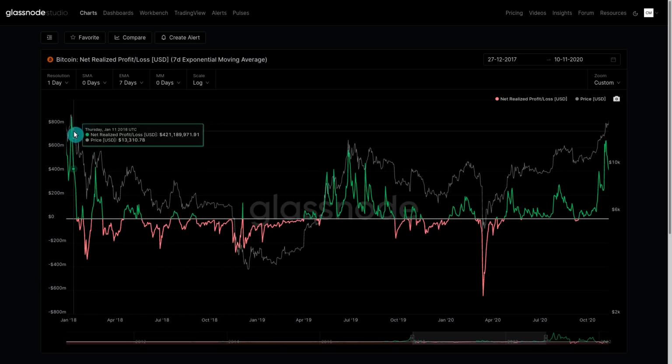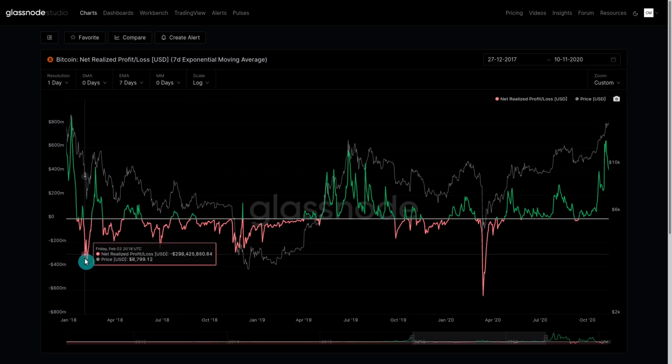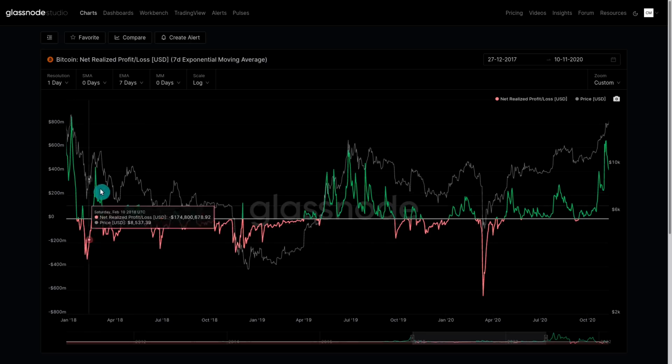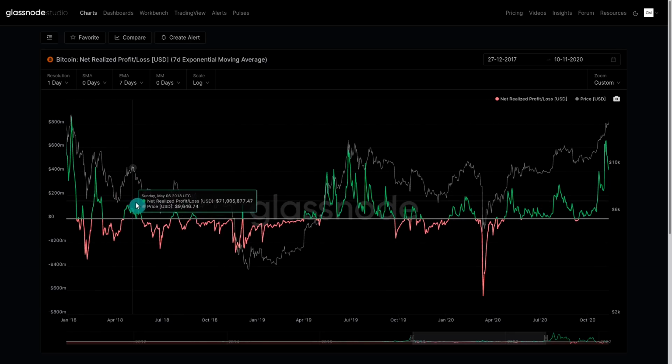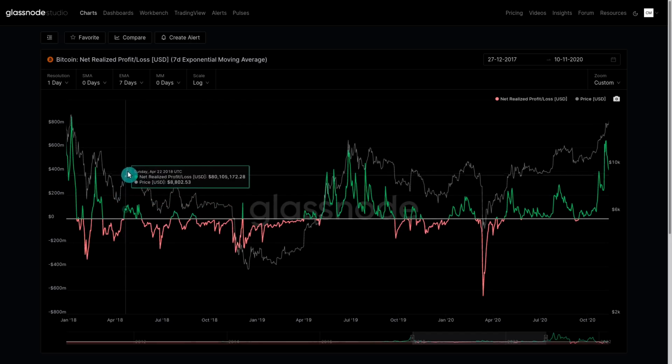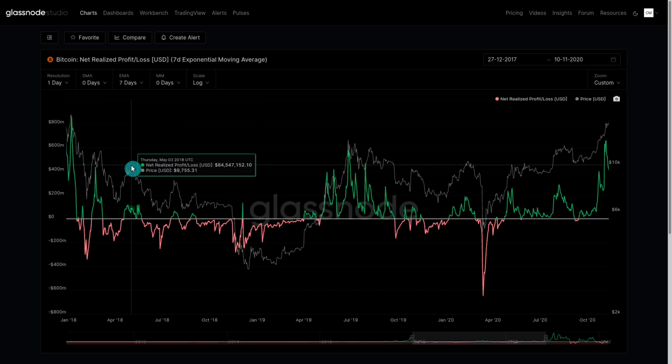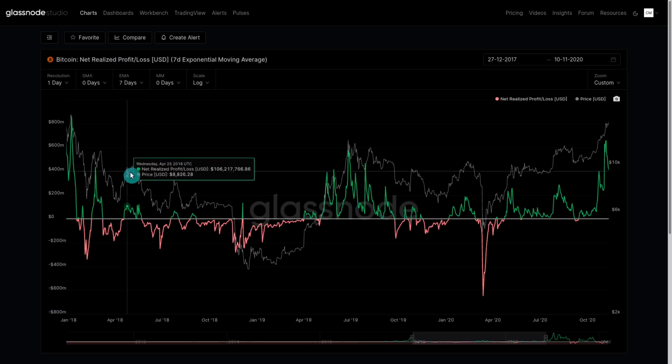Now, what we can see is that pretty much at the bottom of all of these major sell-off events, notice how our net realized loss spikes. We see this time and time again. And then during the rally higher, we see all of these people who actually bought Bitcoin at the bottom then start to take profits. Now, it's also going to be people who are just waiting for any kind of relief rally.